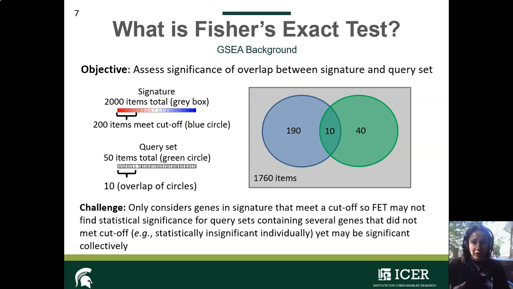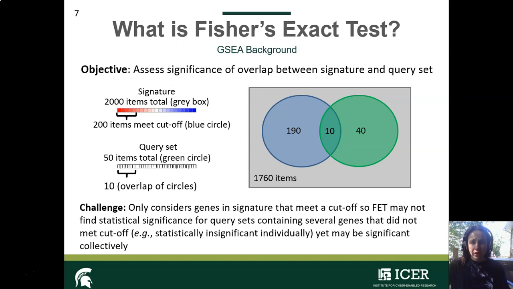So what is Fisher's exact test? Just in case you haven't heard of it or you're a little foggy on its details. It's been a while since stats class for some biologists, I feel ya. So the objective of Fisher's exact test is to assess the significance of overlap between signature and query set.